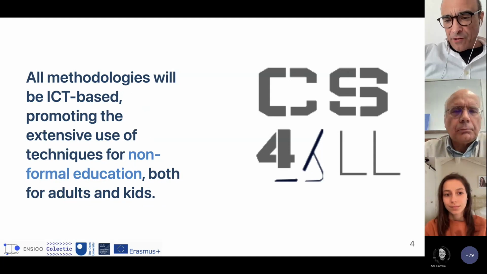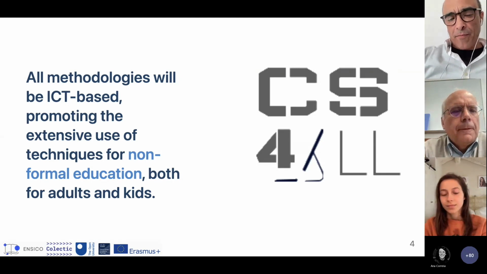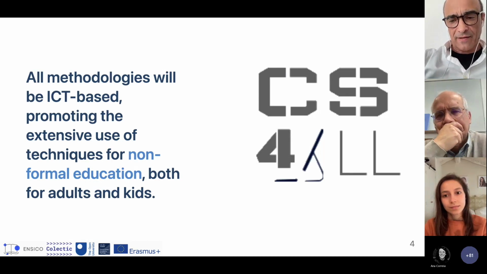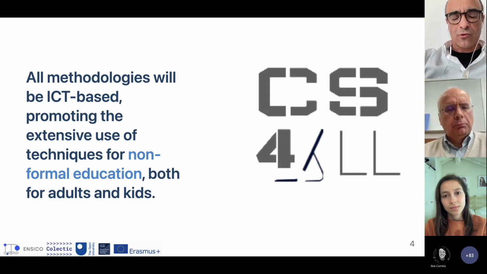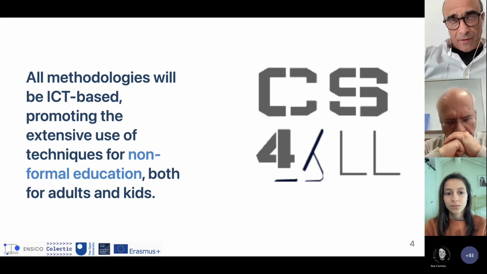One of the main goals of this consortium is to promote the use of techniques for non-formal education, both for adults and kids. Of course it's important to train the young generations, but the main goal of this Erasmus project is to think about and put into practice how we should train adults, professors, and all the people interested in these areas, in order to be able to train kids and teenagers to be adapted to this new way of thinking and working, and to be able to solve problems.